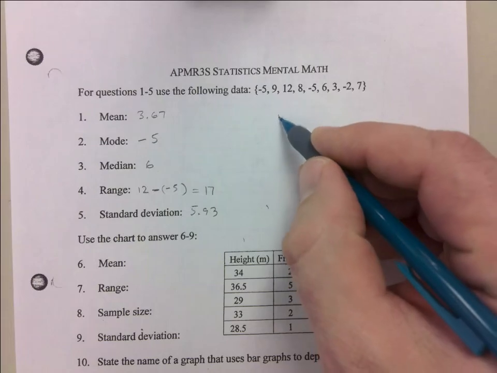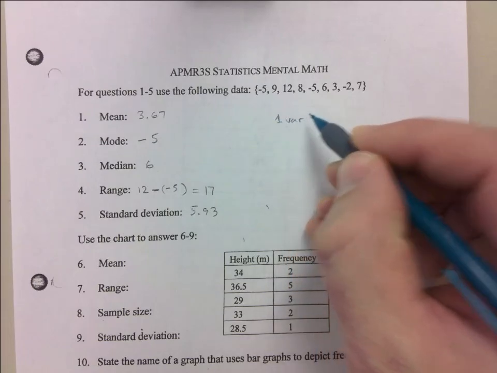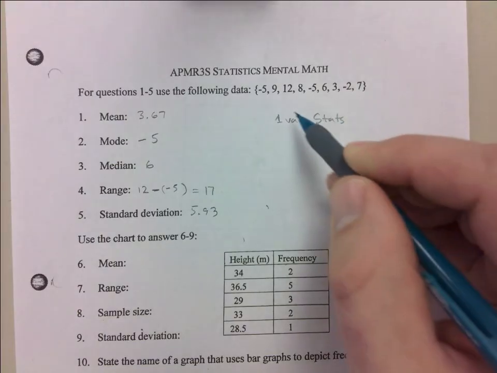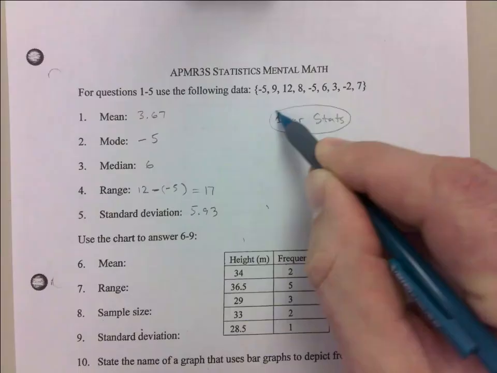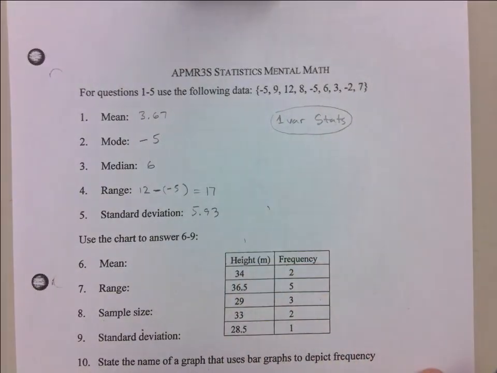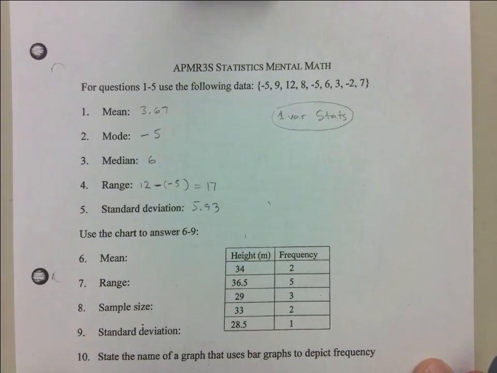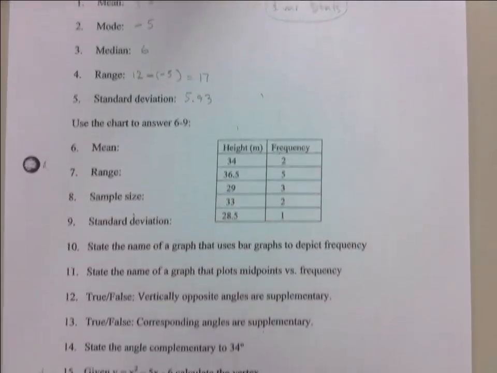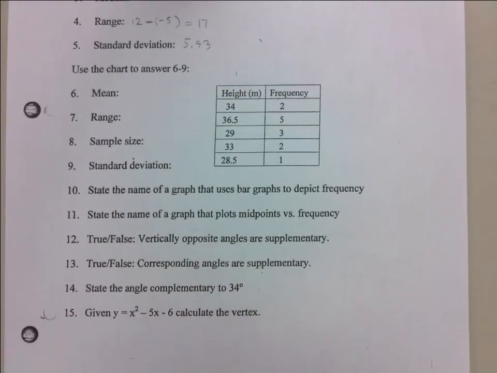What I would like, at the very least, is you go one variable stats. If you just tell me that and then your answers, I'm okay with that. If you didn't do it today, that's fine. Just moving forward, make sure you include that. So 5 marks so far.